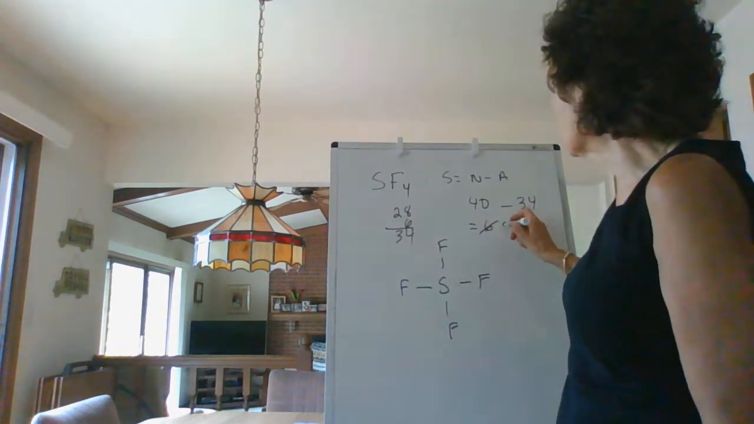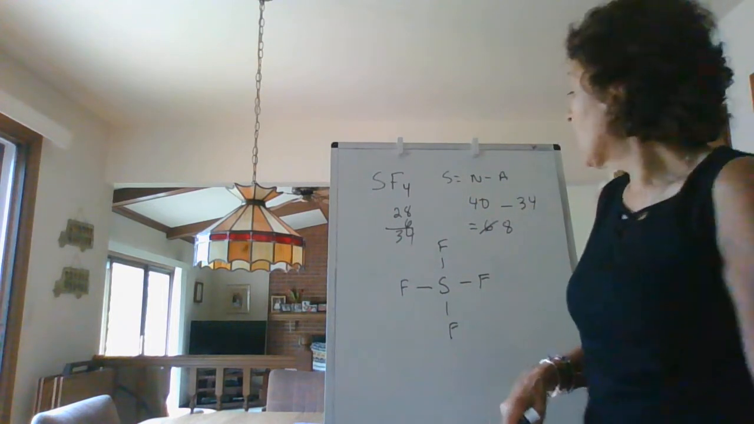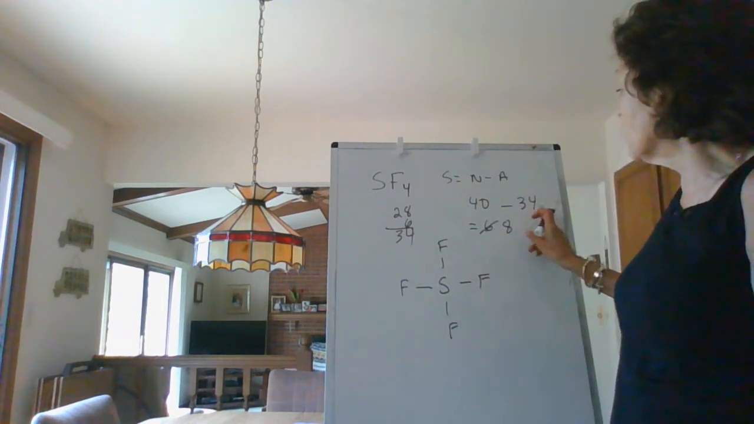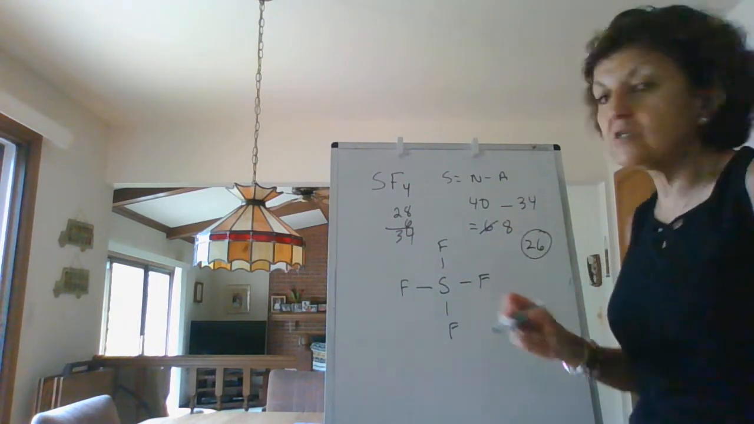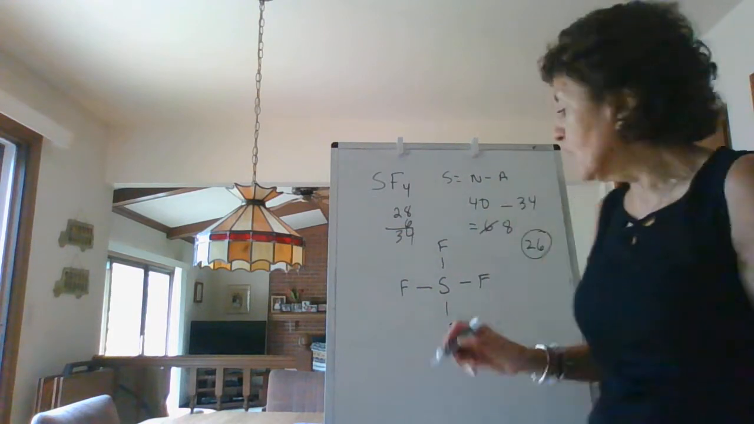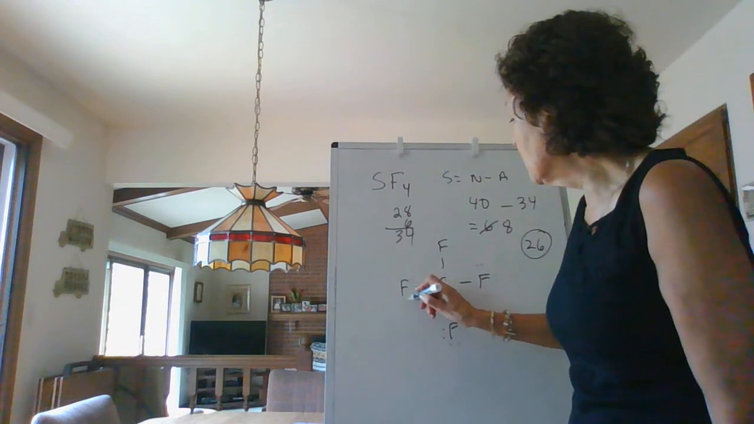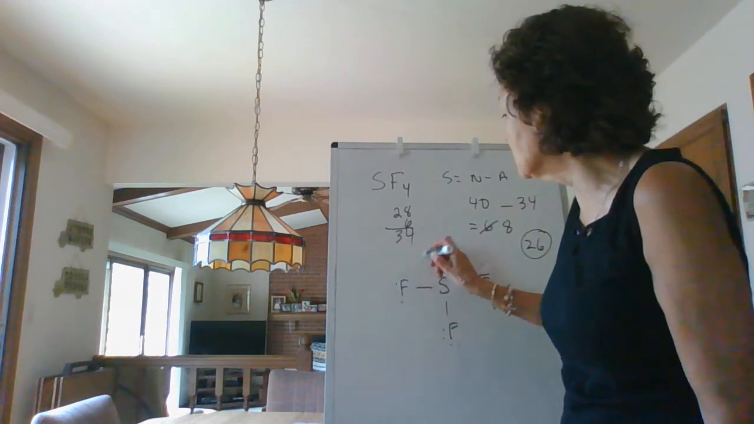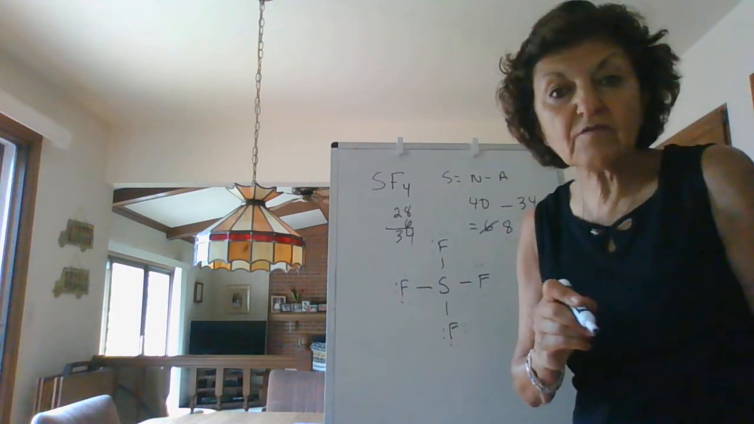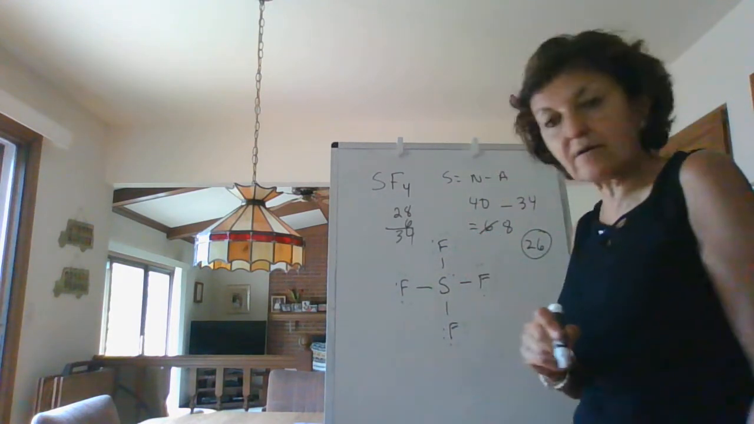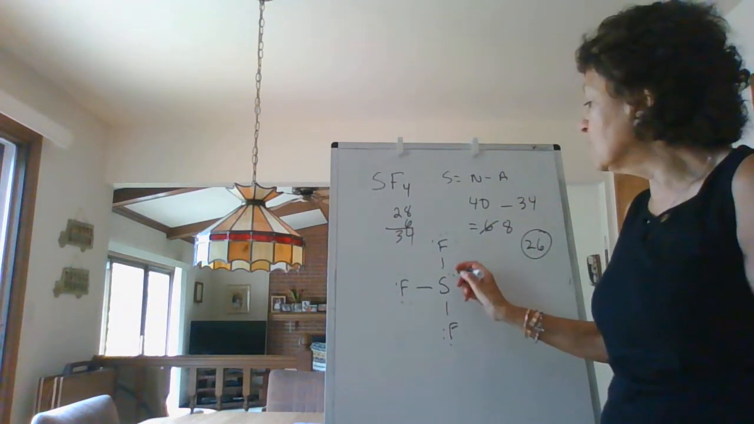We have to change this 6 to an 8. Remember how I told you guys you need to do that. So we used up 8. 34 minus 8 is 26. So now I have to distribute 26 electrons. 1, 2, 3, 4, 5, 6, 7, 8, 9, 10, 11, 12, 13, 14, 15, 16, 17, 18, 19, 20, 21, 22, 23, 24. Where do I put 25, 26? On the central atom.